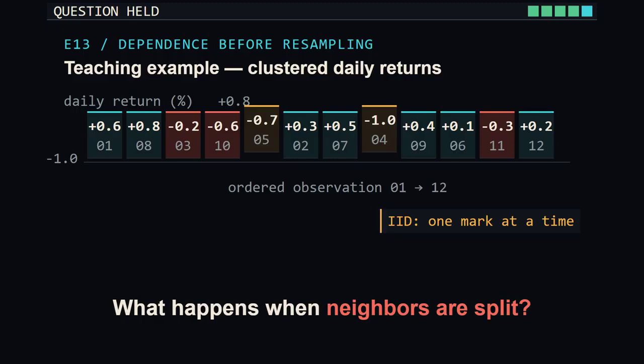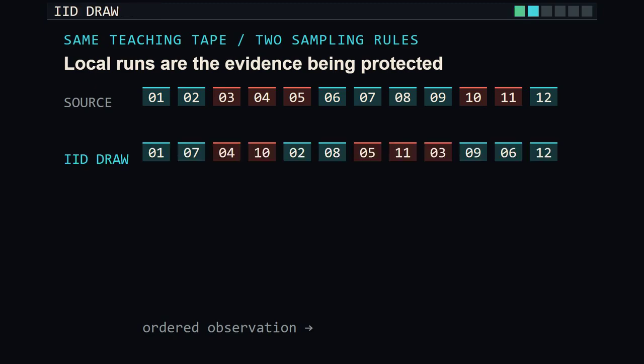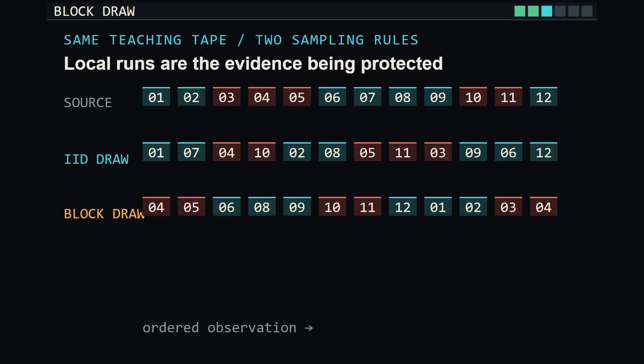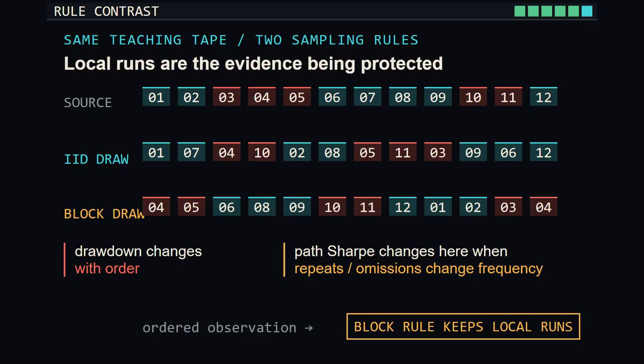Financial returns are rarely independent coin flips. Trends, volatility bursts, and liquidity shocks can make neighboring days resemble each other. Independent, identically distributed resampling lifts one return at a time and breaks those neighbors apart. A block bootstrap keeps short stretches intact. Drawdown changes when order changes. Path Sharpe changes here because blocks sampled with replacement can repeat some returns and omit others, changing the sample itself, not because mean divided by standard deviation is order sensitive.